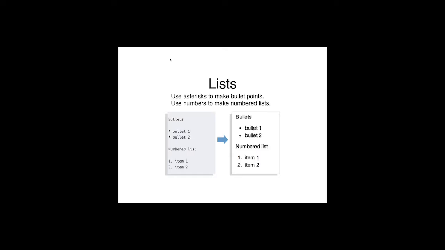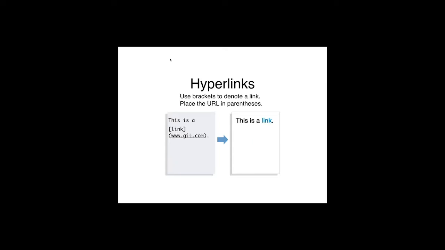Lists. Okay, we can use asterisks to make bulleted lists, and this would be like an unordered list. If we want an ordered list, also called a numbered list, we can just say one period, space, and our item, and this will automatically indent these numbered or bulleted lists. So pretty straightforward stuff now. All you need to do is you need to recognize what the language is.